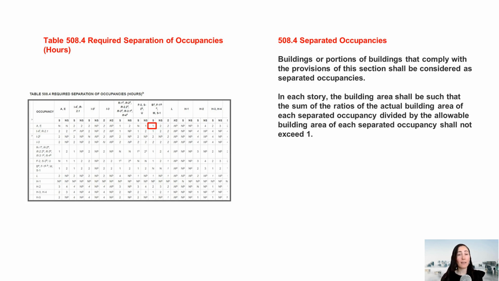If you see an N in the table, that means no separation is required between the 2 occupancies. If you see a number, then that's the number of hours of fire separation. If you see an NP in the table, it means not permitted, or those 2 occupancies are not allowed to be next to one another. This is an issue when you have 2 hazardous occupancies next to one another.